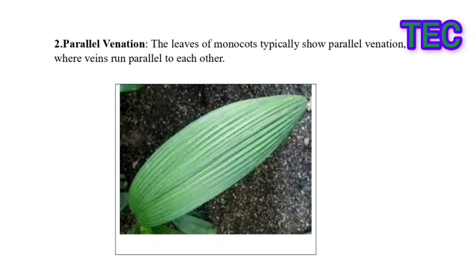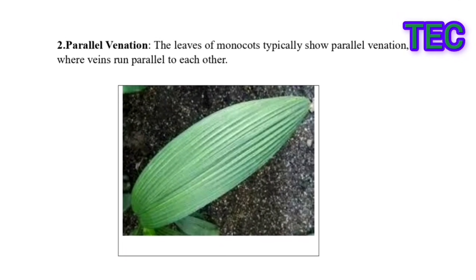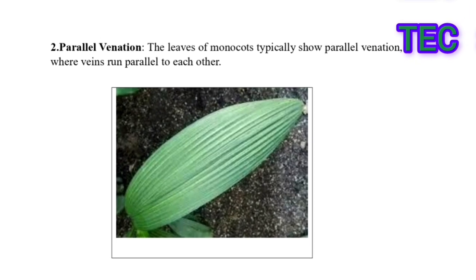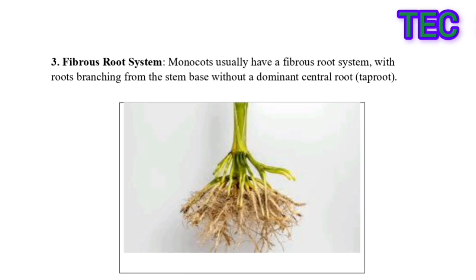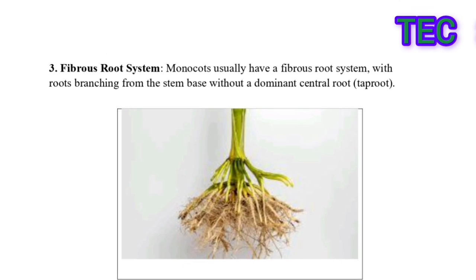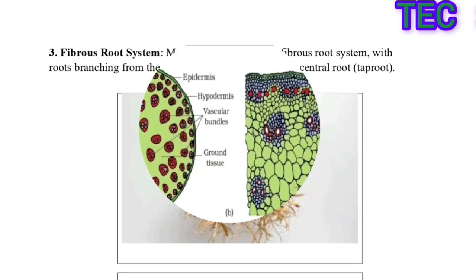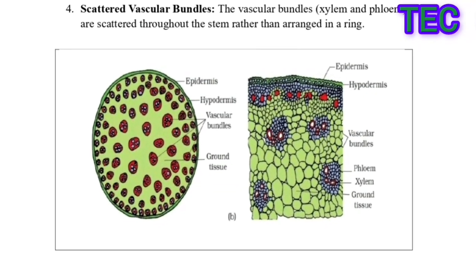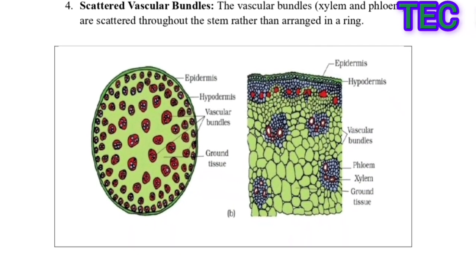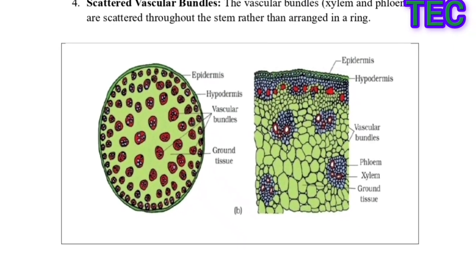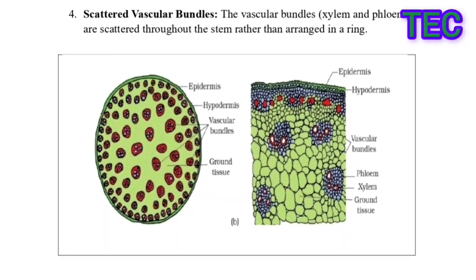Parallel venation. If you look at the venation here, the leaves of monocots typically show parallel venation. That's the venation, the veins running. Fibrous root system. Monocots usually have a fibrous root system. If you look at that structure, then you have scattered vascular bundles. The vascular bundles, xylem and phloem, are scattered throughout the stem rather than arranged in a ring.